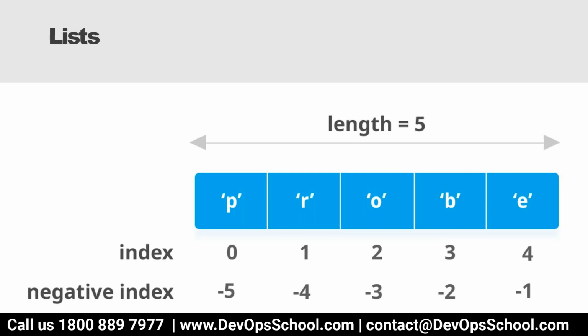But there's a negative index also. So negative index -5 is the first element here. -4 represents r, -3 represents o. So negative index starts with -1, -2, -3, -4, like that. Look at the list of elements, and the last element will become -1. Okay, so you can use a negative index also.